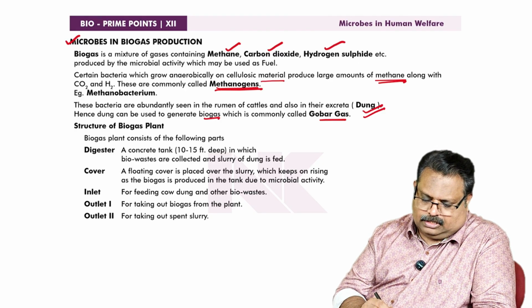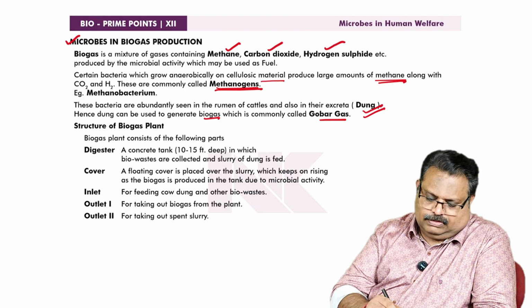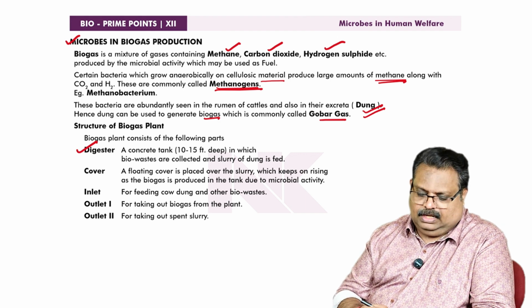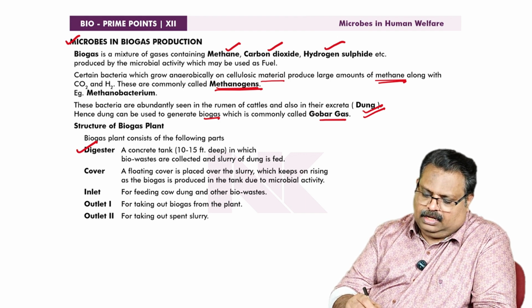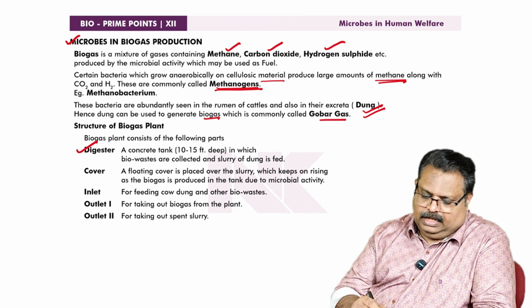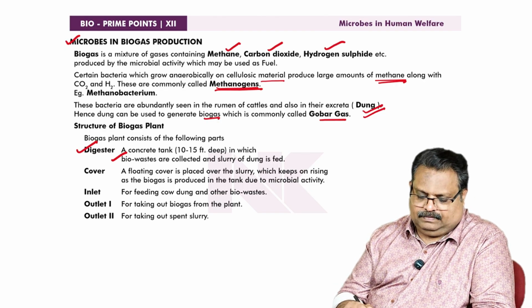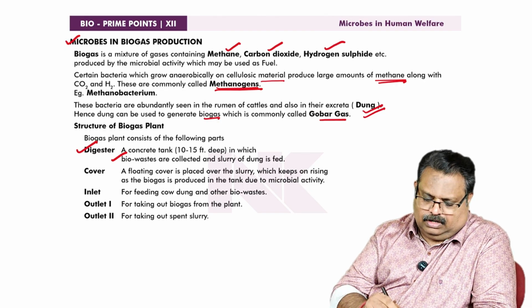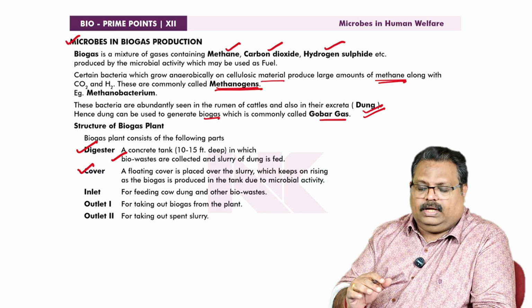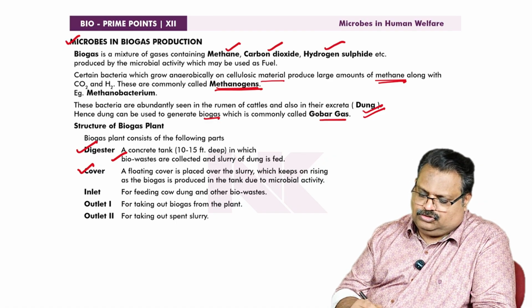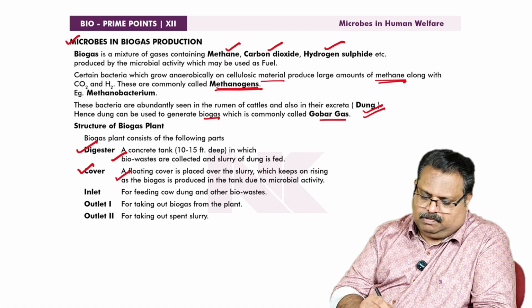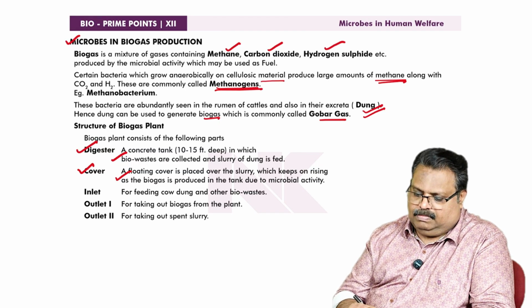A biogas plant consists of 5 components. The first one, digester. Digester is a concrete tank 10 to 15 feet deep in which bio-wastes are collected and a slurry of dung is fed. Then the digester is covered by a floating cover. It is placed over the slurry, which keeps on rising as the biogas is produced in the tank by microbial activity.